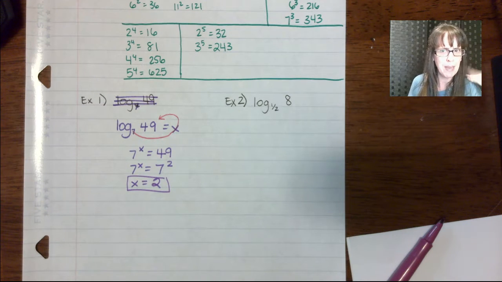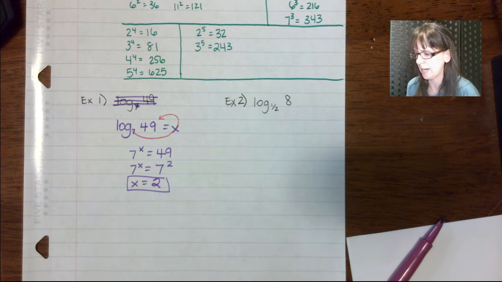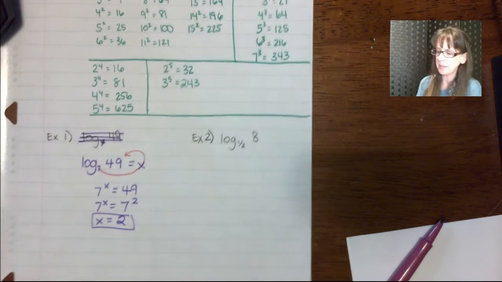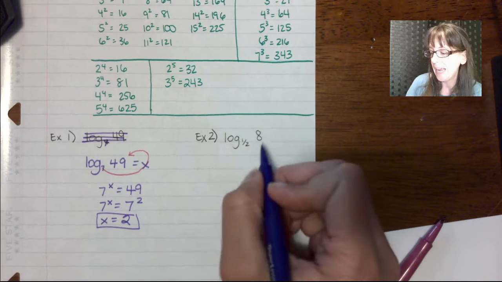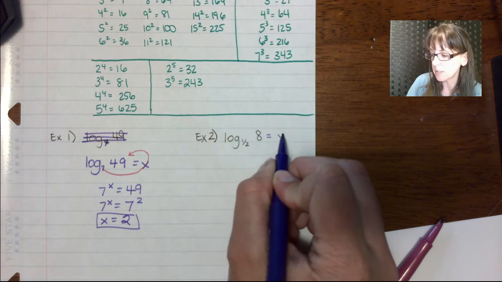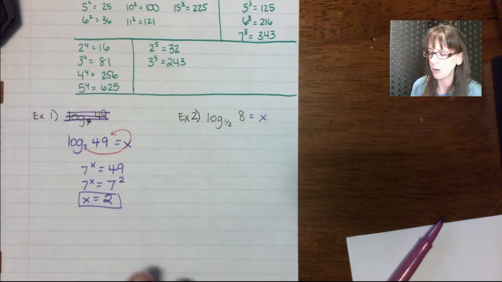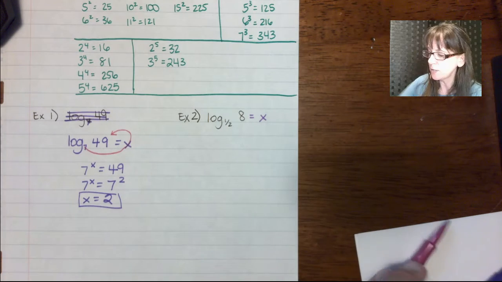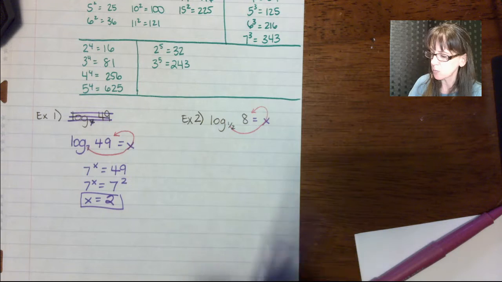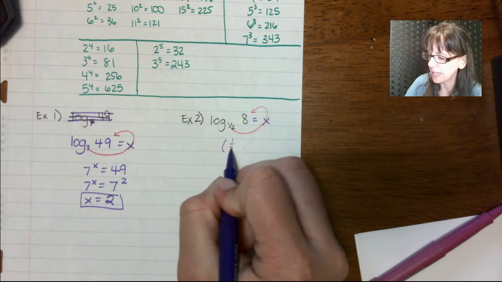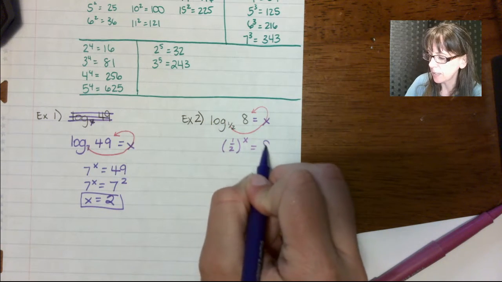Pat yourself on the back because you're doing things in your head. It's wonderful. Let's try it with this one here: log base 1/2 of 8. Again, it's helpful to slap on an x just to show. Let's go ahead and use our snail or our scorpion, I've heard it called both. What that means is we're going to take (1/2) to the x power equals 8.